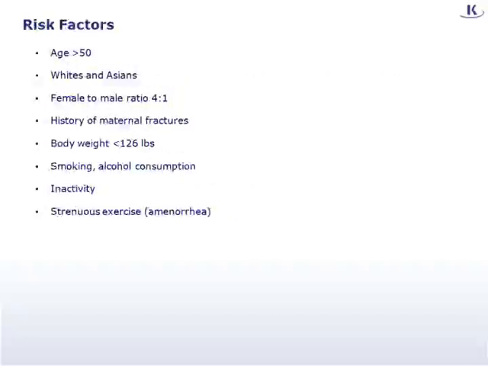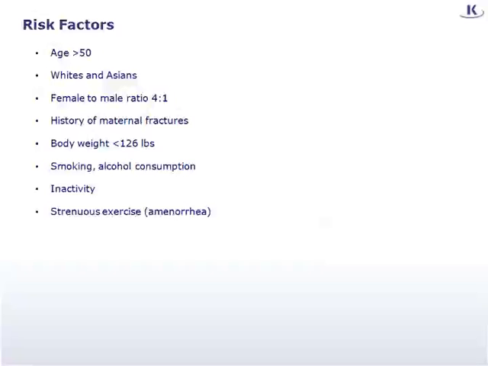Risk factors for osteoporosis include age, usually greater than 50, race, with whites and Asians being affected more than other races, and gender, with a female-to-male ratio of 4:1 overall. An important risk factor for osteoporosis is family history, in particular a history of maternal fractures. Other risk factors include a body weight below 126 pounds. Lifestyle factors such as smoking and alcohol consumption are also known to increase risk.